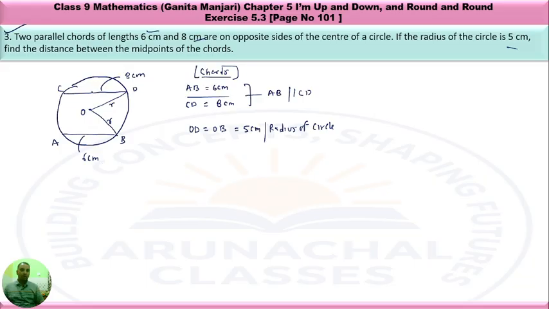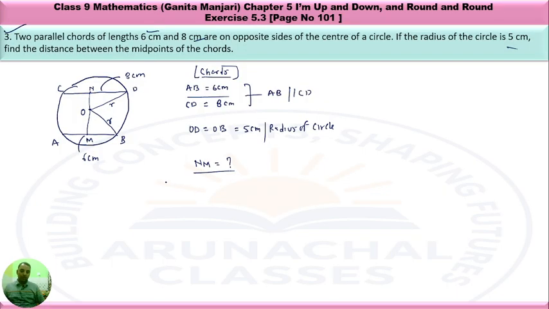So if I just say N is the midpoint of CD and M is the midpoint of AB. If these two midpoints are joined passing through center O, we have to find the length of that distance between the midpoints, means we have to find NM. So here we need to solve this question.